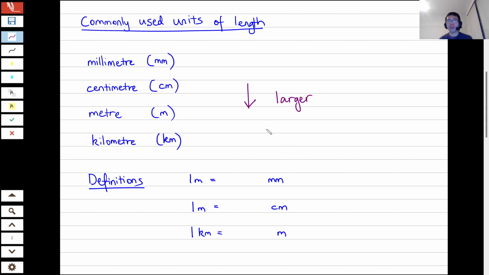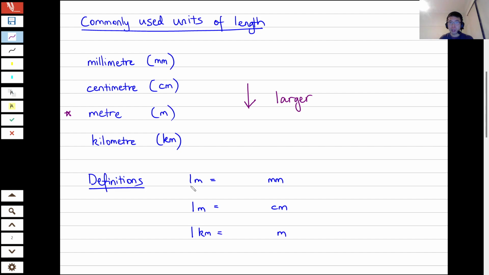There are other units that are even larger than the kilometer, and conversely, even smaller than a millimeter, but these are just the ones that we want to worry about today. The standard one that we all base all of these units on is the meter. So I'm going to define the millimeter, the centimeter, and the kilometer in terms of 1 meter.